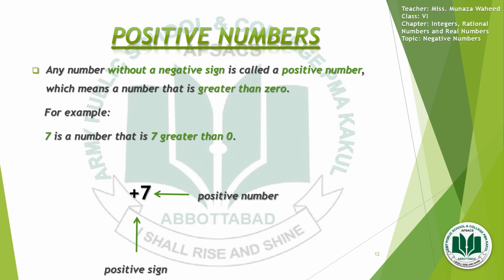Let's see how we can differentiate a positive number from a negative number and how it looks. Any number without a negative sign is called a positive number, which means a number that is greater than 0. So 7 is a number that is 7 greater than 0. A positive number is represented with a positive sign or a plus sign, but usually this sign is hidden.